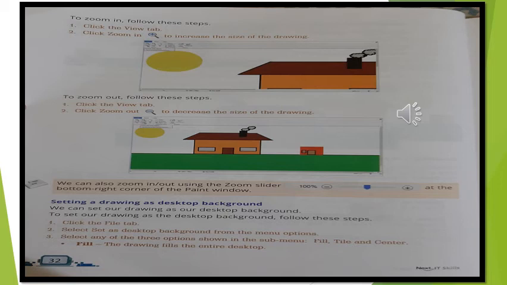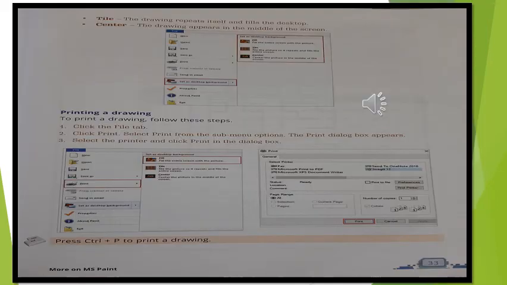Fill. What is the meaning of fill? The drawing fills the entire desktop. So by clicking on the Fill option, the drawing fills the entire desktop. Tile. The drawing repeats itself and fills the desktop. And Center. The drawing appears in the middle of the screen. So in this way, we can set a drawing as our desktop background.